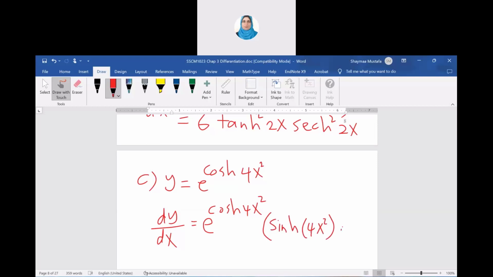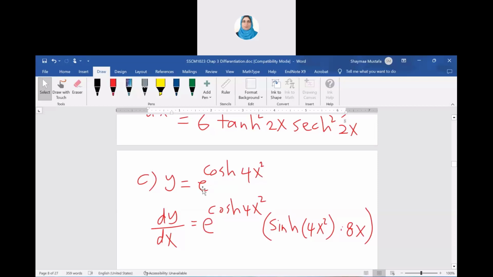Now I will multiply by the derivative of 4x squared. The constant stays the same, and x squared is a power function. 2 times 4 becomes 8. I multiply 4 by 2, which is 8. 2 minus 1 is 1, so we have x. So this is your derivative.